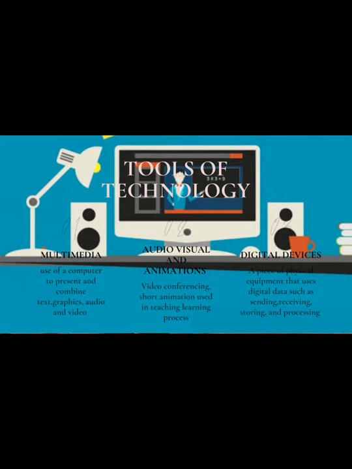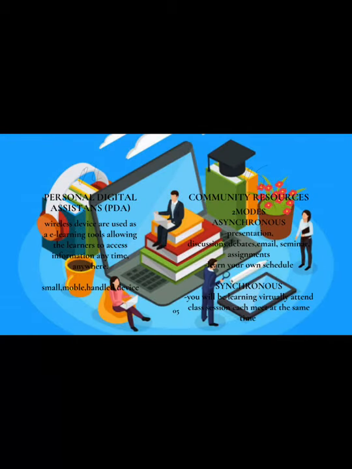Digital devices. These are the things that we use now for our online class. A digital device is a piece of physical equipment that uses digital data, such as sending, receiving, storing, or processing. Examples of this are laptops, iOS or Android phones, cameras, personal computers, and PDAs or personal digital assistants.